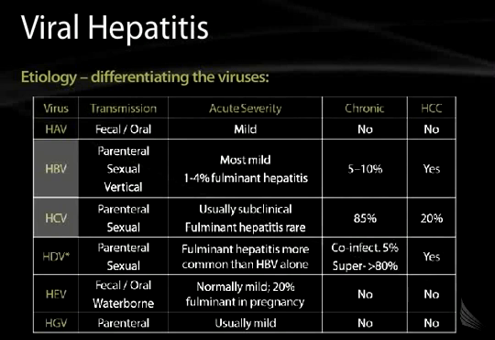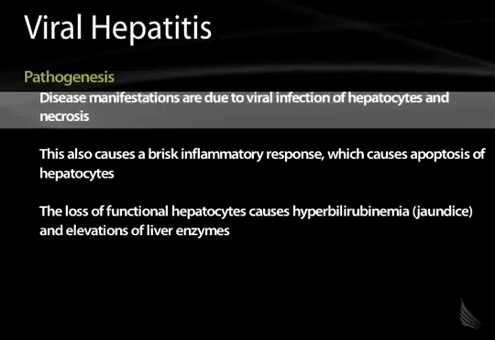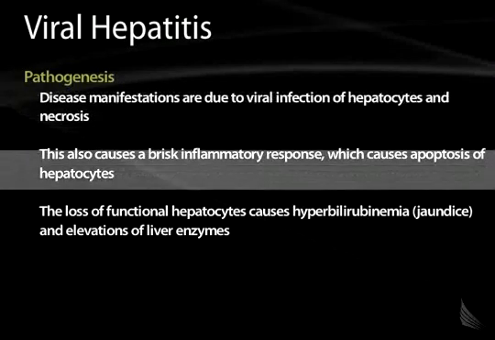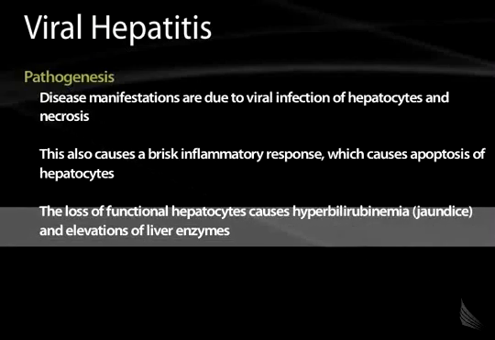In the acute hepatitis, the risk factors are fecal-oral transmission. But disease manifestations are due to viral infection of hepatocytes and necrosis. This also causes a brisk inflammatory response, which then results in cell death. The loss of function of the hepatocytes is what causes the increase in bilirubin and jaundice.